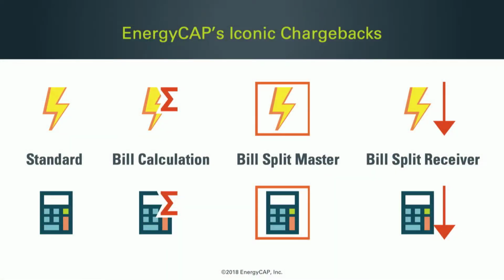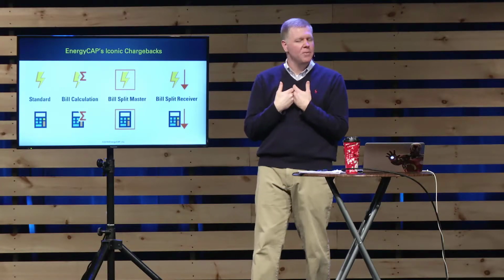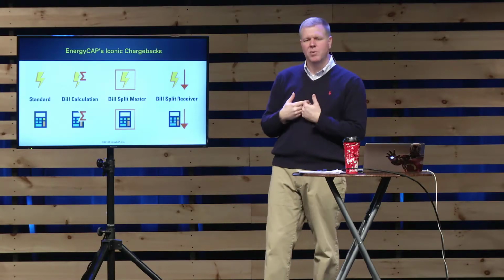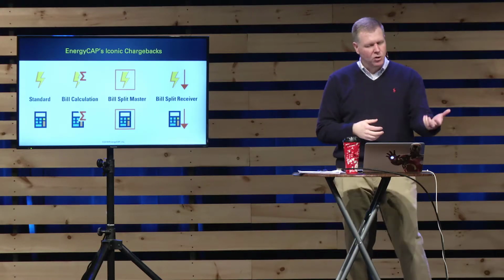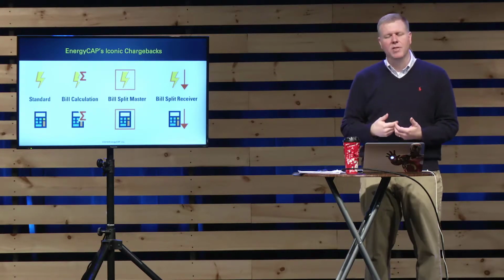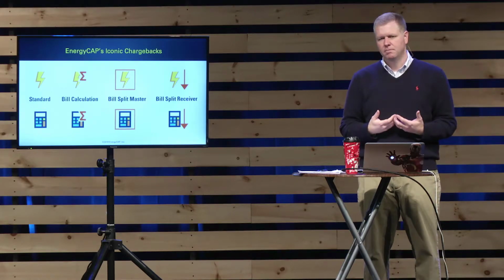And then the last of our icons is what happens if you're the receiver? What if you're getting a bill split? I'm not the parent, but I'm somebody who's getting a bill split. What does that look like? We're using the arrow to indicate that. So again, if you look at the meter or the account and you see the arrow, that means that you're receiving a bill split from someone else.